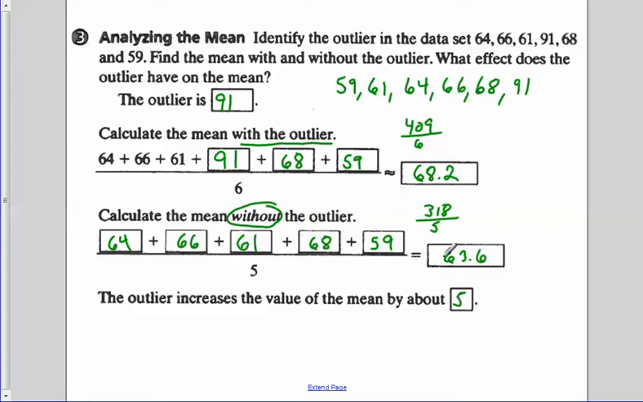So if there was one more test, what would increase the mean? Our mean right now is 63 or 68. Think of this: what number would increase those? It would be any number greater than the mean. So if I was looking at the mean without the outlier, any score greater than 63 would increase the average. Or if I was looking at the mean of 68.2, which is with the outlier, I would need a score greater than 68 to increase it.